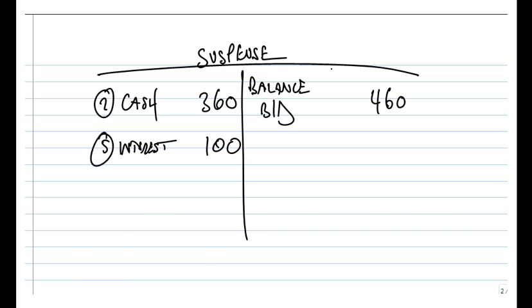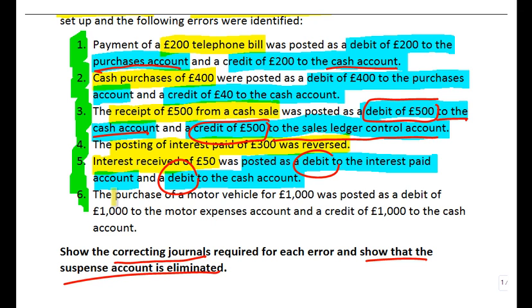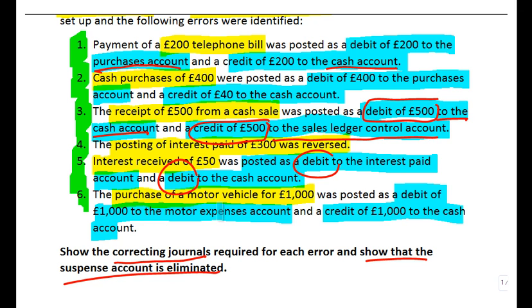Well, our final error, the sixth error, purchase of a motor vehicle for £1,000. That was posted as a debit of £1,000 to the motor expenses account and a credit of £1,000 to the cash account. Well, first thing I can identify is that they've debited £1,000 and credited £1,000. So they have posted a balancing double entry. It's not correct, but they have posted a balancing double entry. So I don't think this error will have affected the suspense account. This error would not be disclosed by the trial balance. But how are we going to go about actually correcting this error?